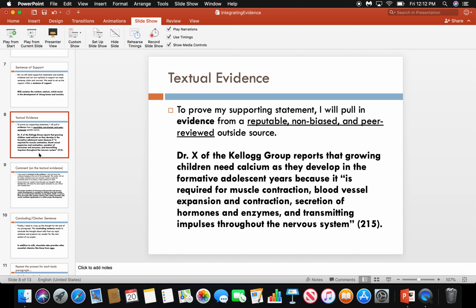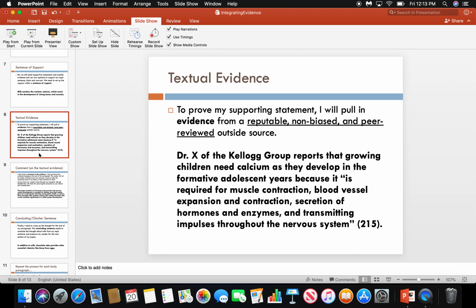So, for our essay about having chocolate cake for breakfast, we need to pull a source to prove the point. So the example here is Dr. X of the Kellogg Group reports that growing children need calcium as they develop in the formative adolescent years because it is required for muscle contraction, blood vessel expansion and contraction, secretion of hormones and enzymes, and transmitting impulses through the nervous system. And this is found on page 215 of the supposed book or article that we're working on.